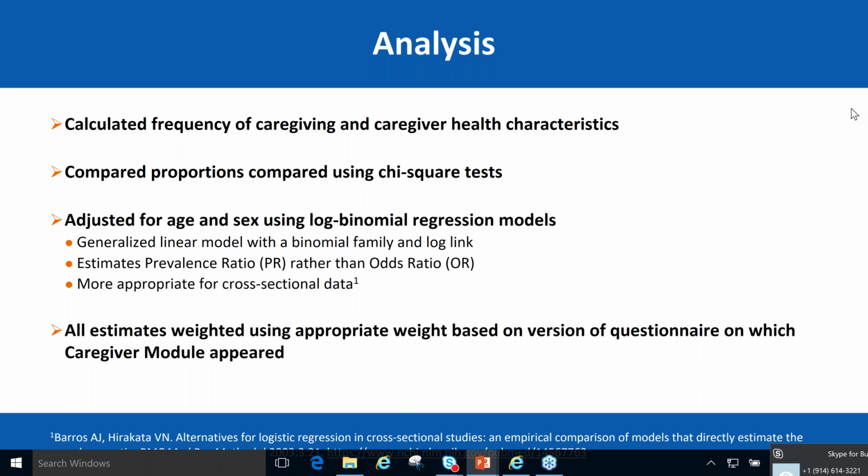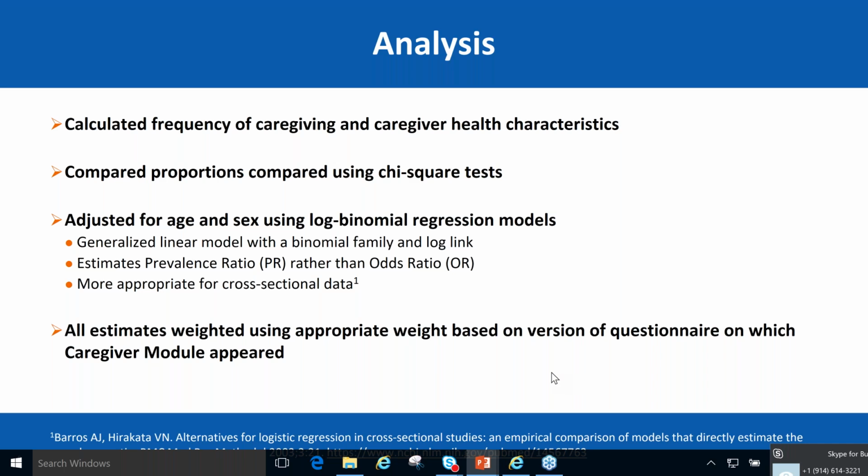I'll present a few results here momentarily, and all of them are just looking at weighted proportions and using chi-square tests to see if one percentage is different than another. In the interest of time, I'm not doing the next bullet today, but I did just want to mention, you'll see that there are differences in age and sex between caregivers and non-caregivers. So one thing you may want to do if you're analyzing these data is to adjust for age and sex.